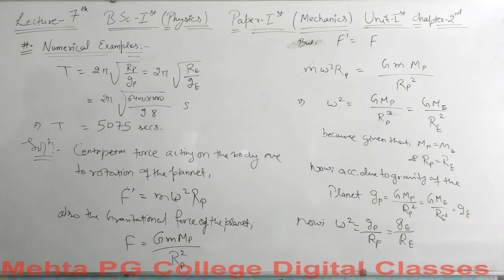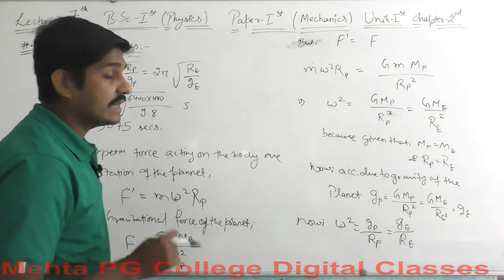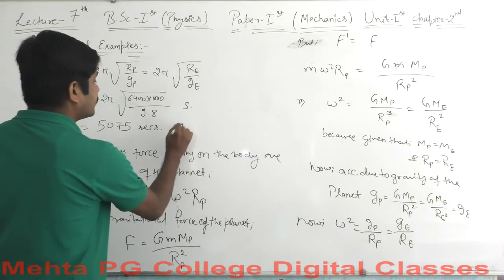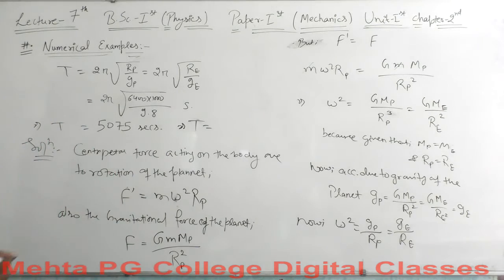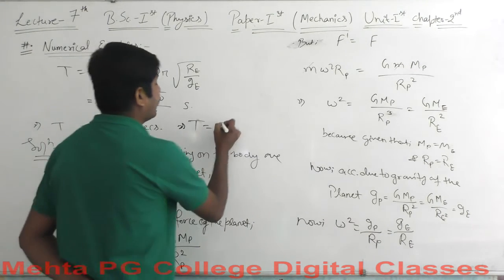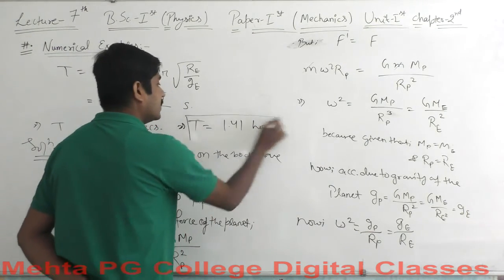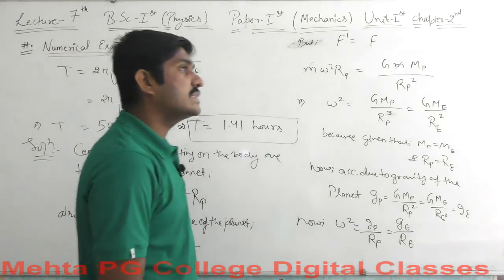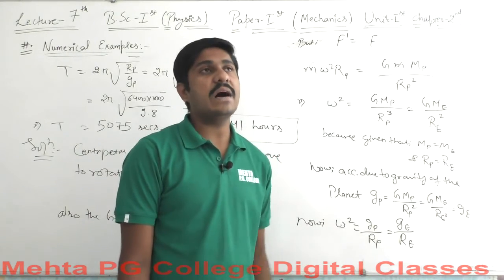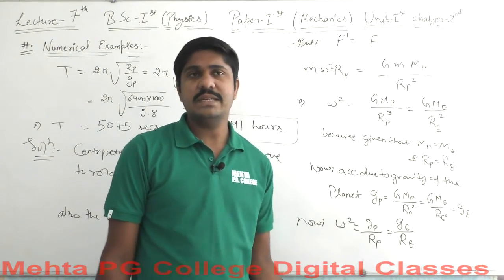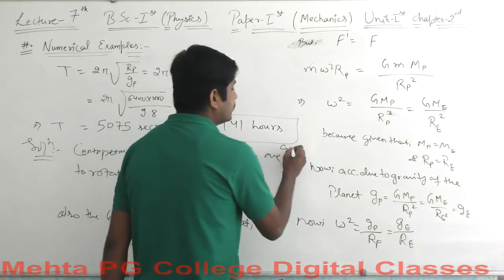And within these seconds, you know that 3600 seconds is equal to an hour. So now you can say that the time will be equal to 1.41 hours. And the term 1.41 hours means that it is about 1 hour and 22 minutes, or 1 hour and 23 or 22 minutes. Okay, so this is what we were subjected to calculate here.